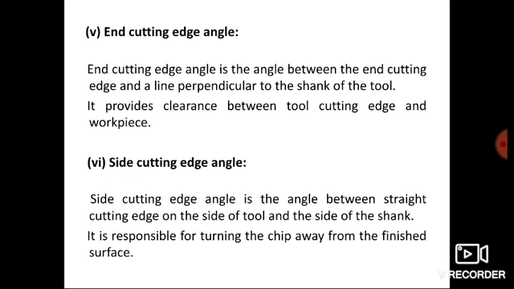Then the end cutting edge angle. End cutting edge angle is the angle between the end cutting edge and a line perpendicular to the shank of the tool. This we have already discussed. And then the side cutting edge angle is the angle between the straight cutting edge on the side and the side of the shank. So these are the different angles associated with the cutting tool.